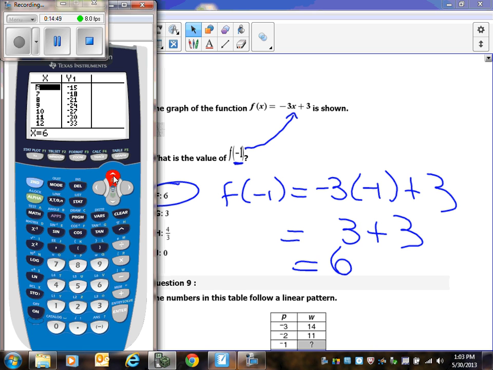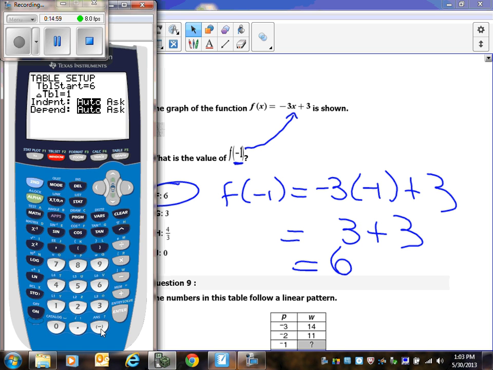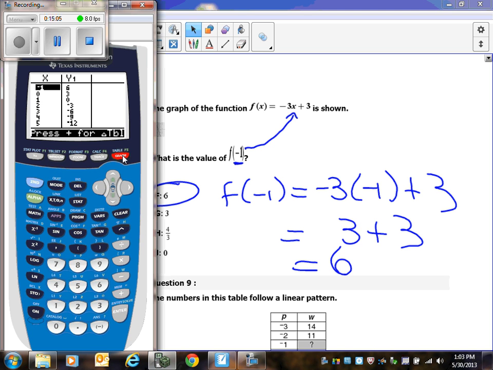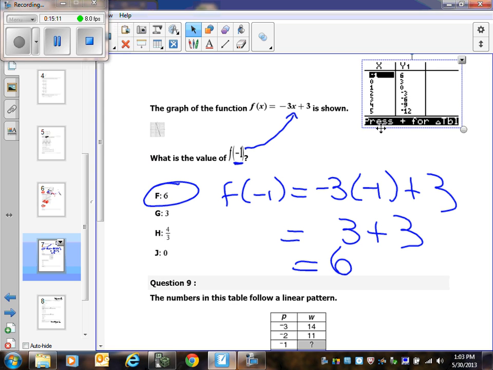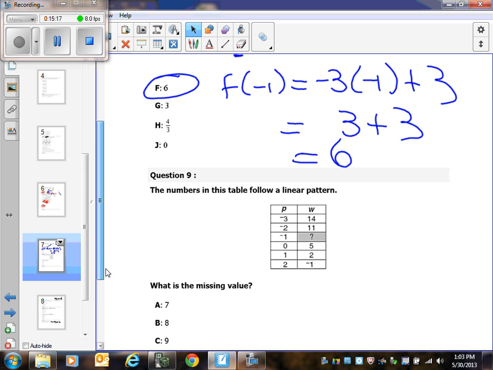Now, let's say I didn't want to scroll all the way up here to get to -1. You could go ahead and hit second window or second table set. And I want this table to start at -1 because I really don't want to scroll all the way up. Now when I go back to the table, it's where I want it to be. So f of -1 is 6. So you could do this question that way as well. You have options. You get to choose whichever option works best for you.